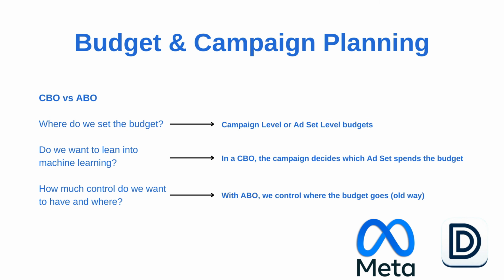Continuing our conversation on campaign planning, let's cover CBO versus ABO. This can be thought of as where do we set the budget, either at the campaign level or at the ad set level. We also need to decide how much control do we want to have and where do we want to apply that control. And in ABO, or when we set the budgets at the ad set level, we control where the budget goes.